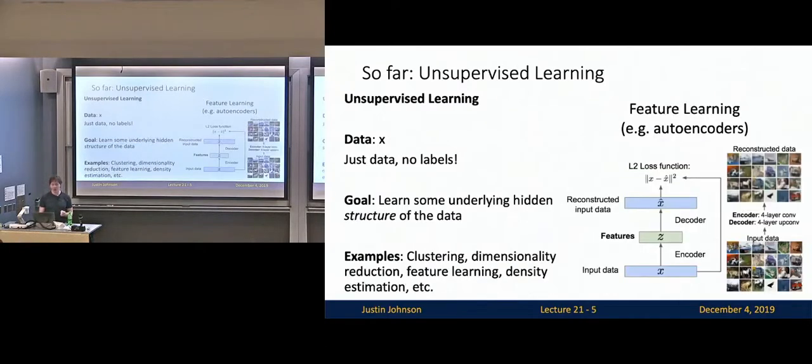Then in the last 2 lectures, we started talking about a different paradigm of machine learning, which is unsupervised learning. In unsupervised learning, you get no labels. You only get data. And the idea is you want to learn some underlying hidden structure of the data to be used for some maybe downstream task. We saw a bunch of examples of this in the last 2 lectures, such as clustering, dimensionality reduction, or any of the different types of generative models that we talked about.